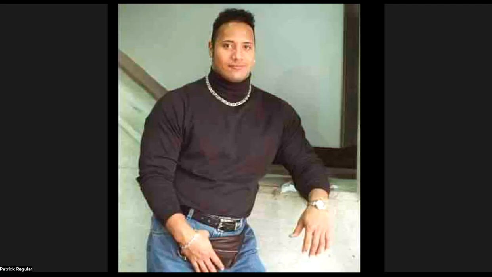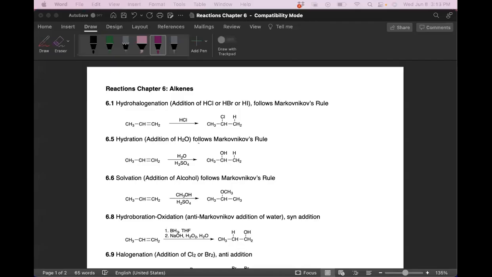The first thing I want to bring attention to is the reactions of chapter 6 that's posted on campus. You can access this file by going to the files tab, going to test 2 study material, and just scrolling down, and it should be there.